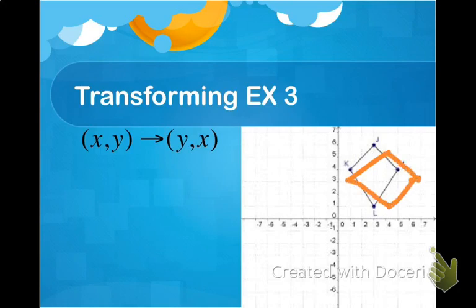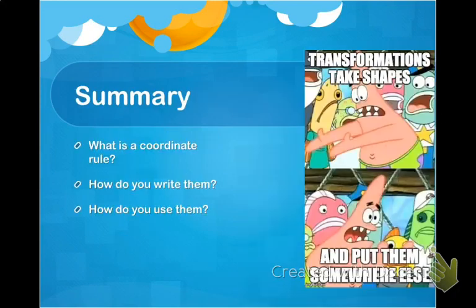I wonder if you know what transformation just happened. It looks kind of like a rotation, but actually what happened is it was reflected over y = x. Which kind of makes sense here because the x value became the y value and the y value became the x value. So, for your summary, think about what a coordinate rule is, how they're written, and how you use them.